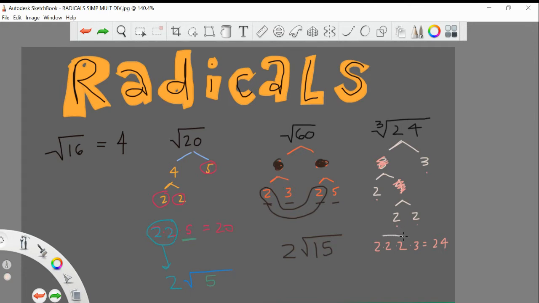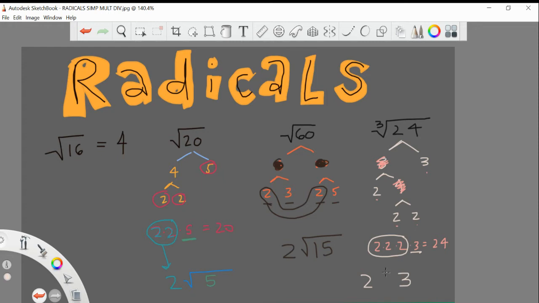Yeah, the 2's, we got to circle all 3 of them, right? Because we need cubes, and so we need triples, basically. So we circle all 3. If ever you circle something, only one of them gets to come outside, because basically this is 8, and the cube root of 8 is a 2. And so we have a 2 on the outside, and then the 3 is left over, so it goes on the inside.